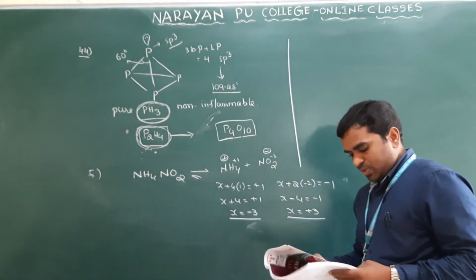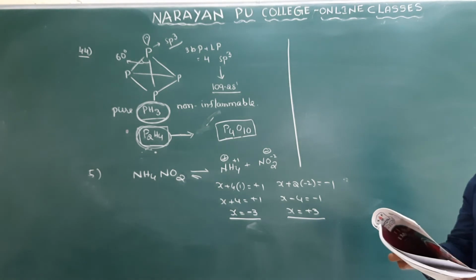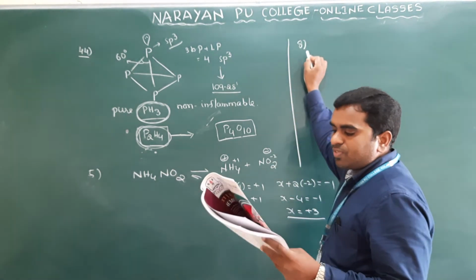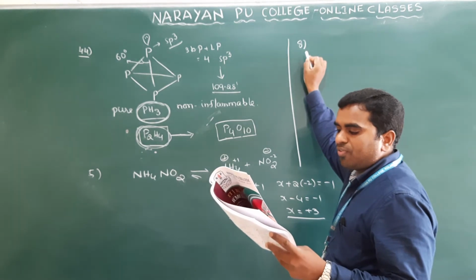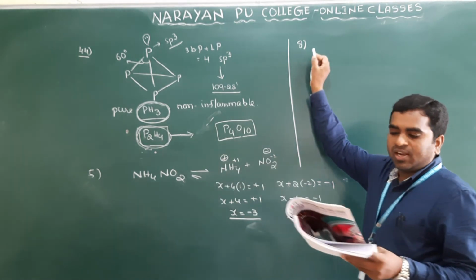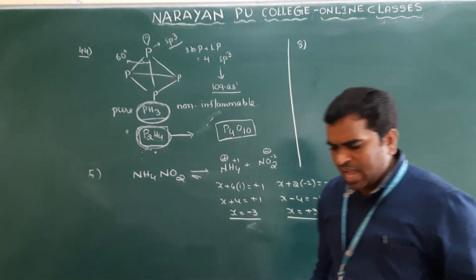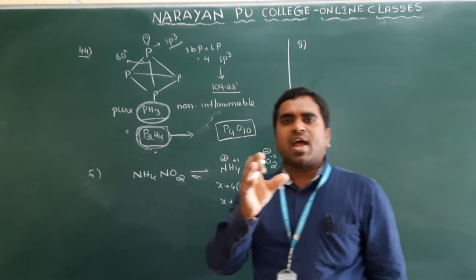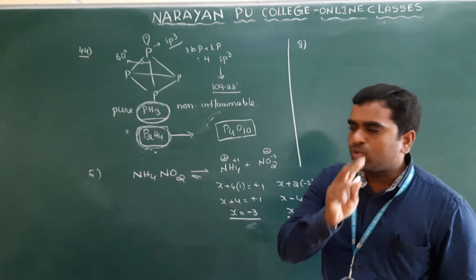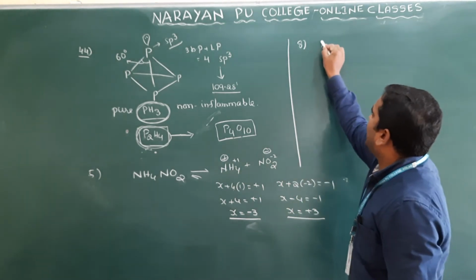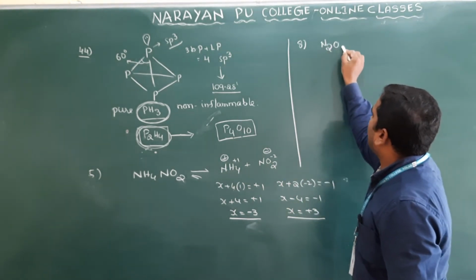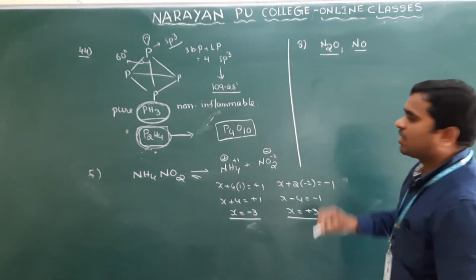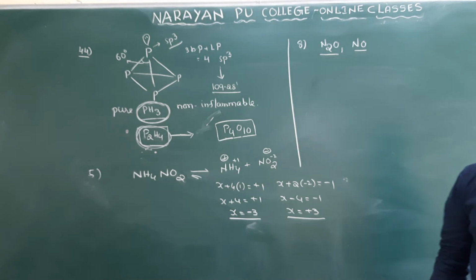Clear? Next one. Coming to question number 8. Which of the following oxides of nitrogen is neutral? They have given 4 options. I already mentioned so many times here that among the nitrogen oxides, we have 2 neutral oxides. One is nitrous oxide or laughing gas, and another one is nitric oxide. So these 2 are neutral.